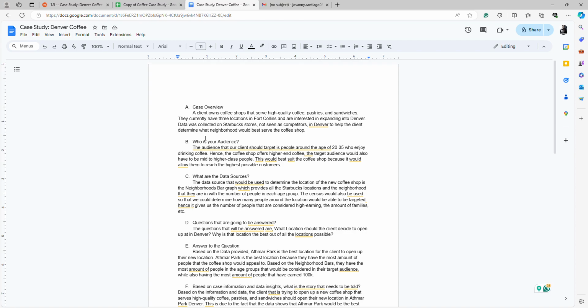Based on the data provided, Antmar Park is the best location for the client to open up their new location. Antmar Park is the best location because they have the most amount of people that the coffee shop would appeal to. Based on the neighborhood bars, they have the most amount of people in the age groups that will be considered in their target audience, while also having the most amount of people that earn $100,000.